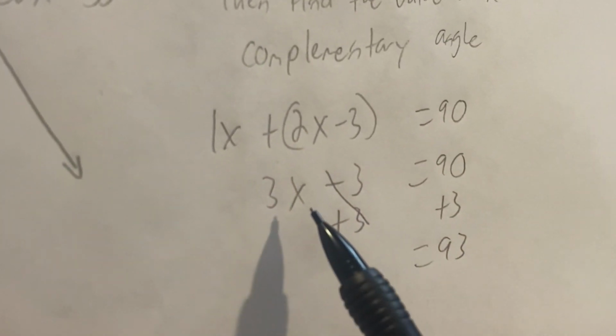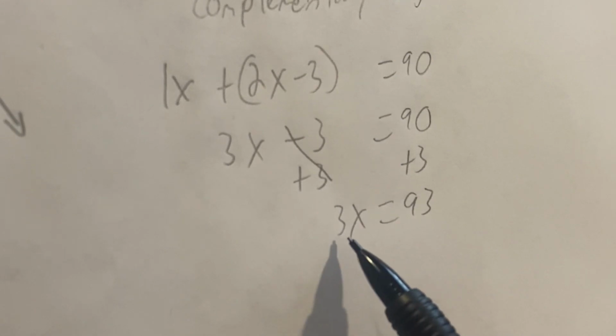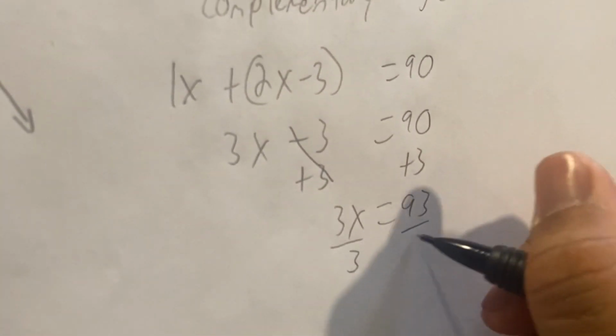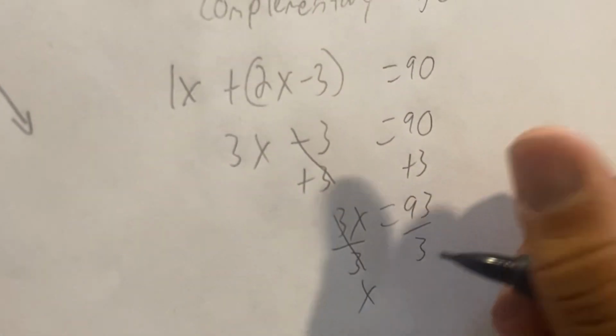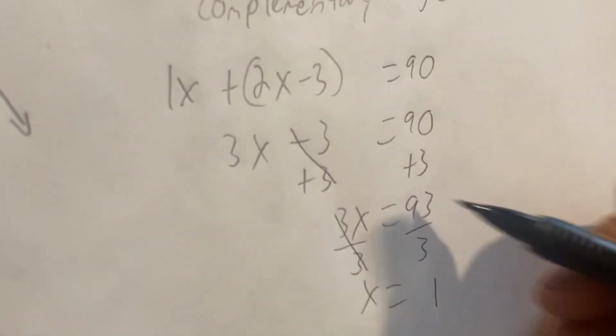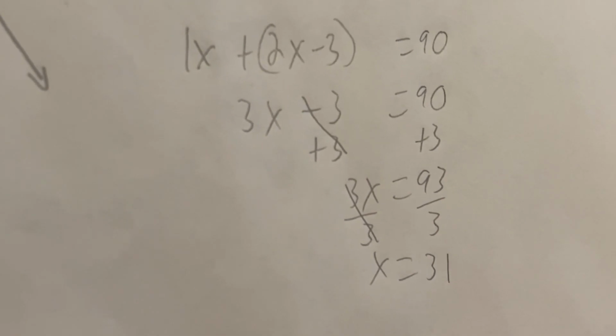Then we're going to bring down the 3x. Since this 3 is being multiplied by the x, we're going to divide it by 3, and then divide the other side by 3. Then we're going to cancel, and that's going to be x. How many times can 3 go into 3? Once. How many times can 3 go into 93? 31 times. So our grand answer is going to be 31 degrees.